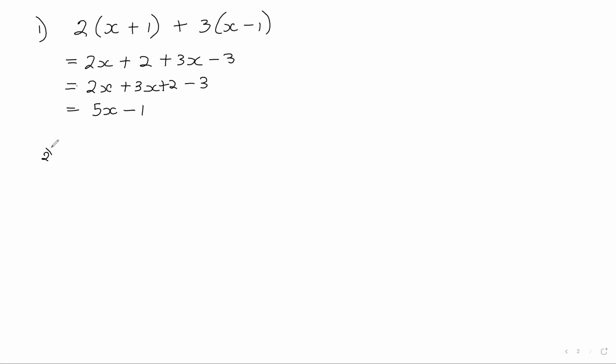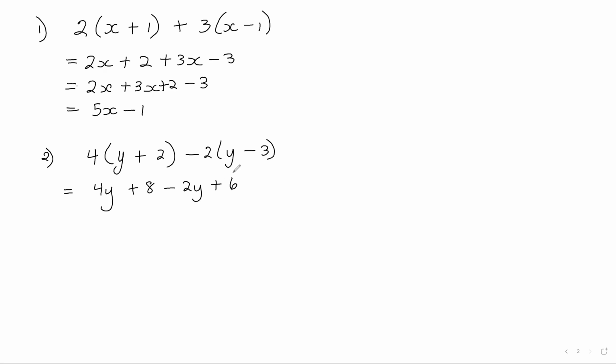Let's look at another one. Let's say I had 4 times y plus 2 minus 2 by y minus 3. All right, so let's see what we got here. First things first, we remove the brackets. So 4 by y is 4y, and then 4 times 2 is 8. But here you have minus, right? So this will be minus 2 by y, which gives me minus 2y, and then minus 2 by minus 3, which gives me plus 6.